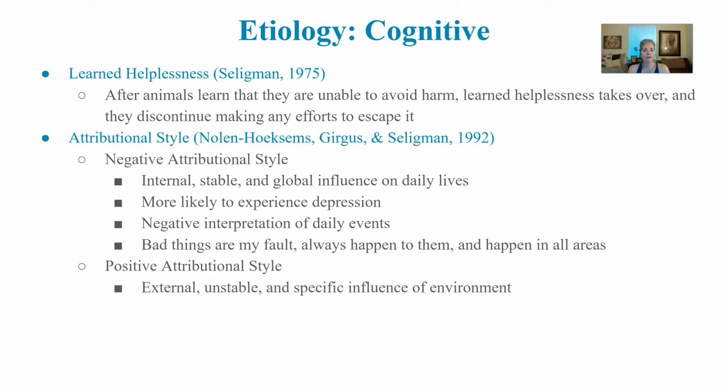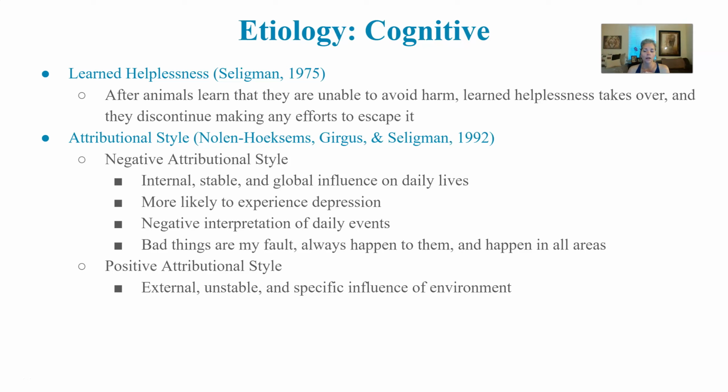Attributional styles, when we're talking about attributions, we're talking about what are we attributing causal things to, or how are we explaining, what's our rationale in explaining why something's happening. And so some of us have very internal attributional styles, some of us have very external attributional styles, but internal, stable, and global influence is when we're looking at a negative attribution, we think everything's our fault. We think it's constantly our fault, and we think that everything's negative all the time. So that kind of negativity in that attributional style contributes to depression.